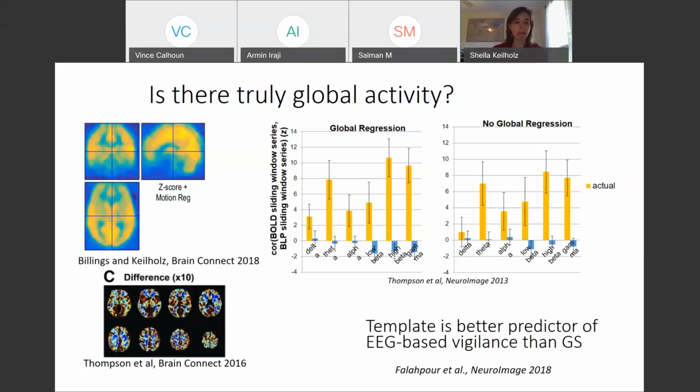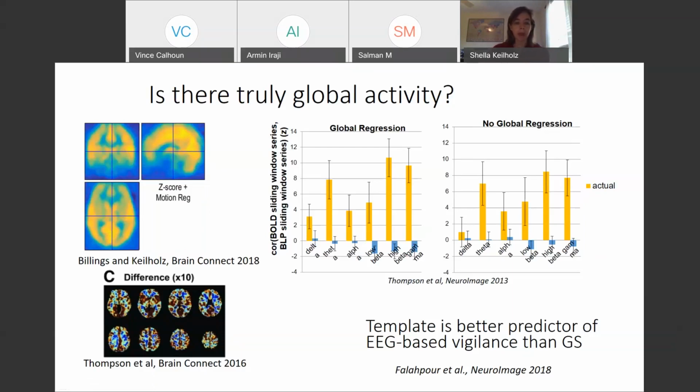So one thing from my lab, if you look at the top left corner, maybe you can see my cursor. If you look up here, we looked at which areas contribute the most to the global signal. And other people have done this as well. But what we found, of course, is that it's not evenly distributed. Visual cortex and somatomotor cortex tend to contribute heavily, frontal areas less so, very little contribution from subcortical regions. So to me, this doesn't really look global.